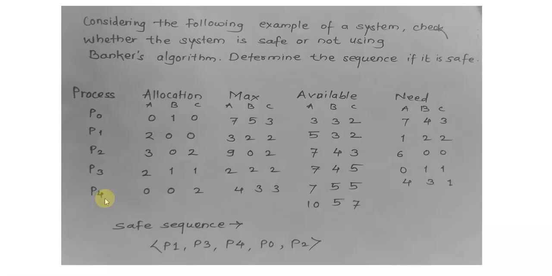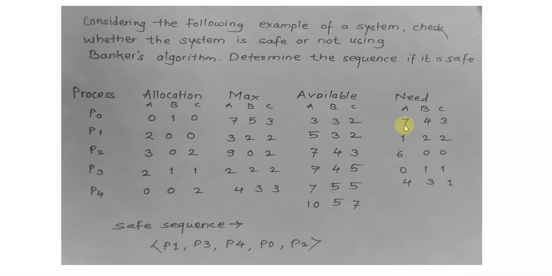After completion of the P4 process, it will release 2 instances of the resource C. So the updated count is what? 7 plus 0, 7, 4 plus 0, 4, and 3 plus 2 will become 5. Now this 7, 4, 5 is the updated count of the available resources. Okay. So now again we are going to think about the P0 process.